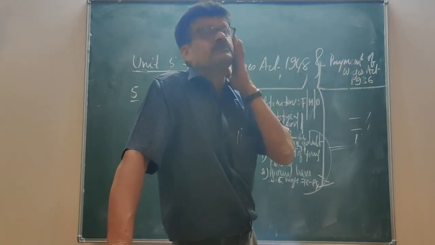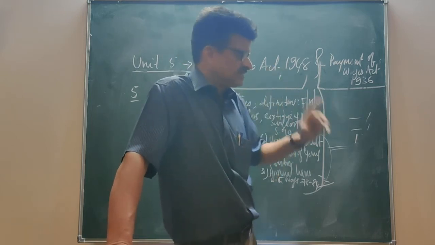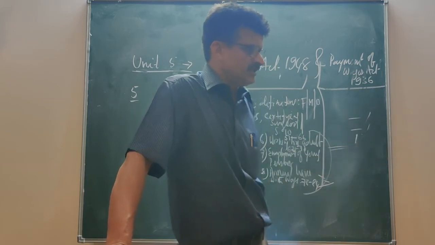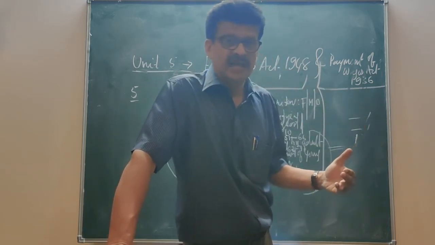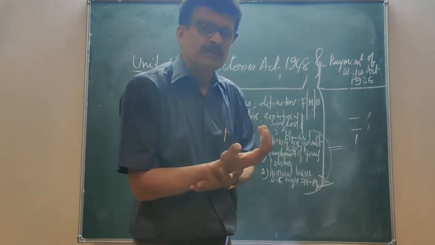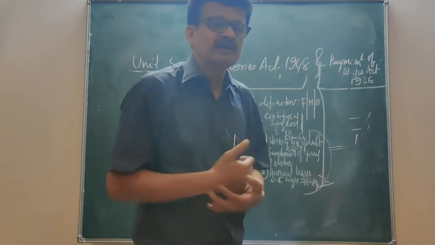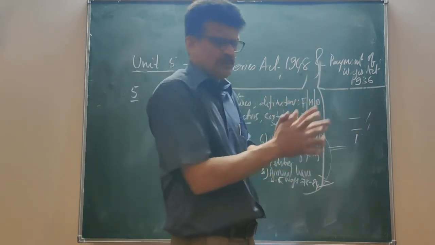Imagine 17 persons are employed by the employer in a factory where power is not used for carrying out the manufacturing activity. How many employees have been employed by the employer? 17. It is not a factory. Why? If you use power, nobody will insist.